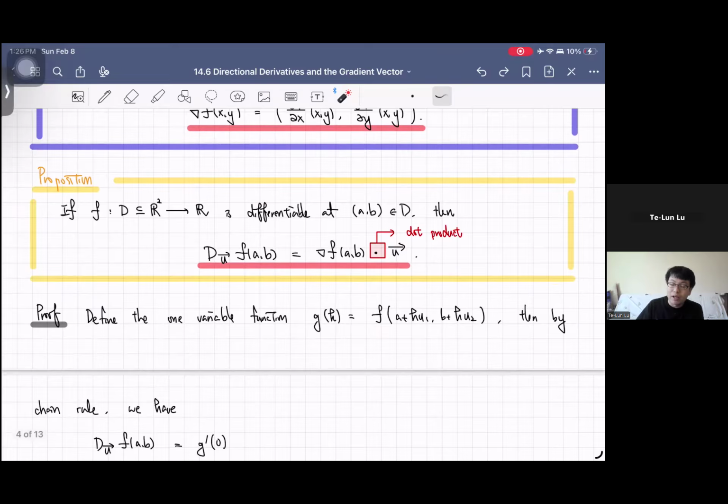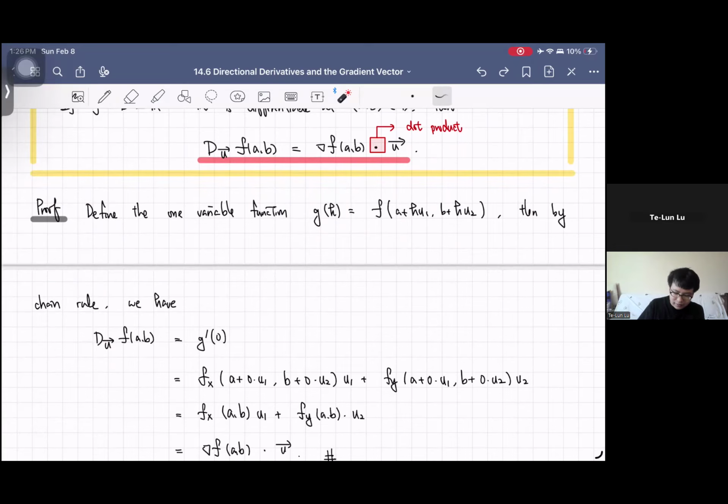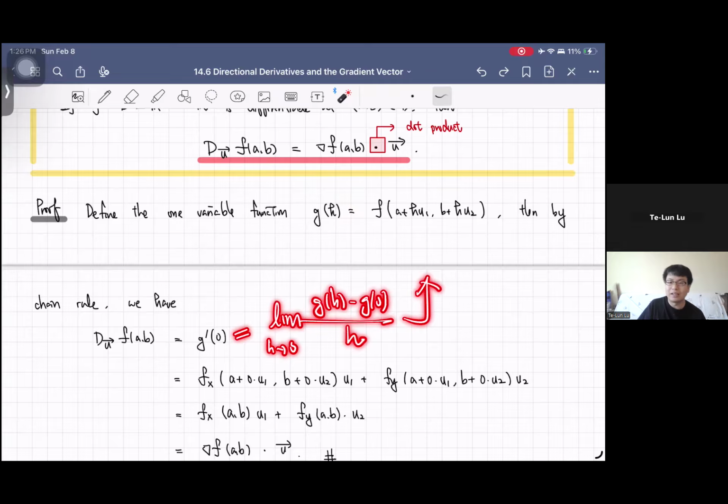So given a one variable function g of h, we define it as usual to be f of a plus hu1, b plus hu2. So that's the shift of f along the direction (u1, u2). And then by definition, the directional differentiation of f along u is simply g prime of 0, right? Because if you plug in the definition, that is exactly the definition for the directional differentiation of f along u, right? So it's simply g prime 0.